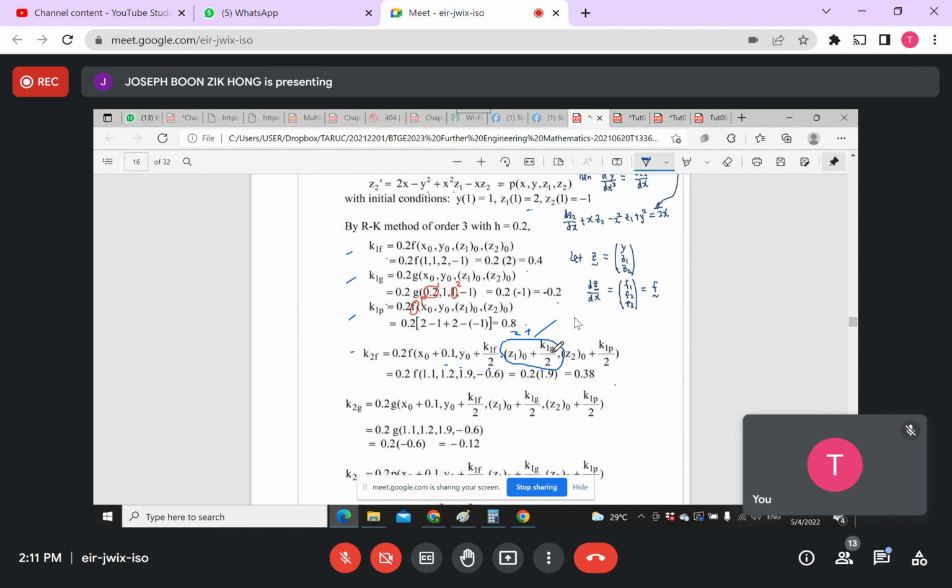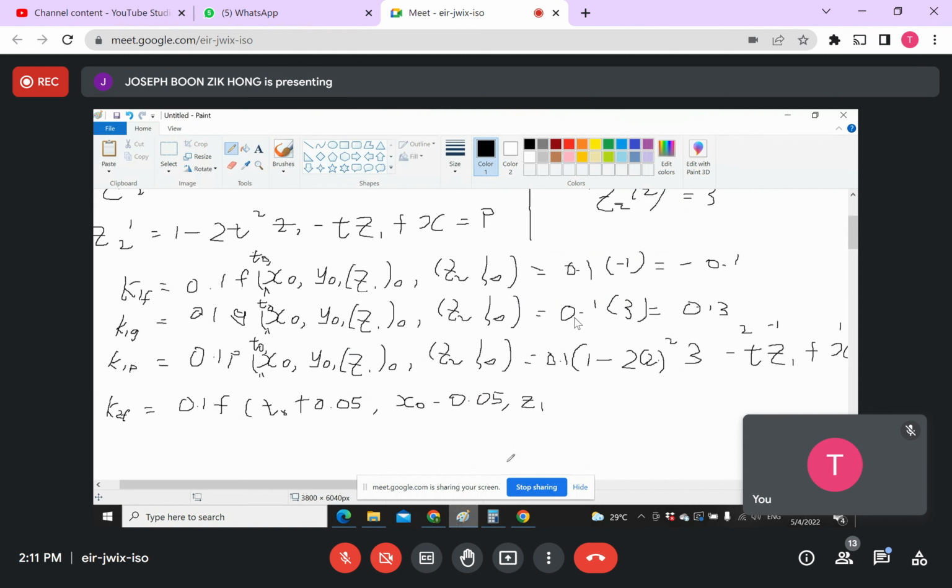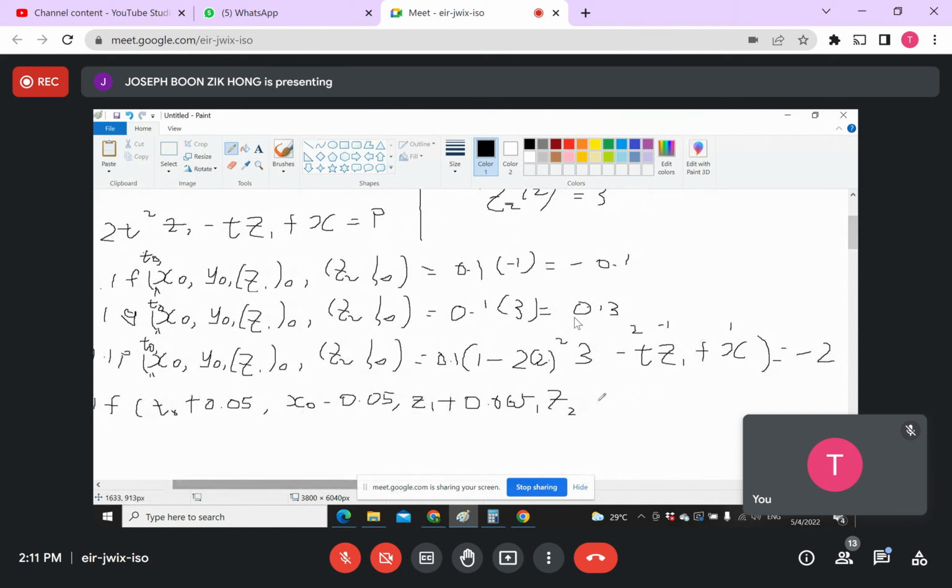So Z1, okay, Z1 will be plus the K1G divided by 2. So this one will also be Z1 plus K1G divided by 2. So it's this one divided by 2, so 0.065. And then the Z2 as well, don't forget. So Z2 will be plus your K1T divided by 2. So we plus this one, so -1. Okay, and then close it.